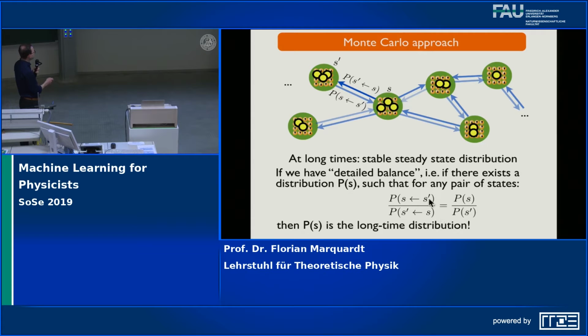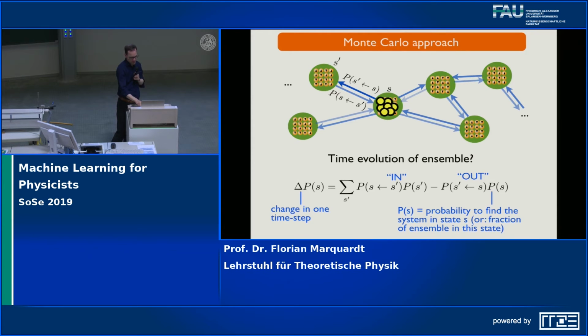Then it turns out if this is fulfilled for any pair S, S prime, then P of S is the long-time distribution. How do we know that? Well, that is really easy to show. We just remember this particular equality, and now we go to this equation, and it just turns out if this equality is true, then this term equals that term, so the in and the out flux exactly cancel each other. Even just for a particular transition between S and S prime.